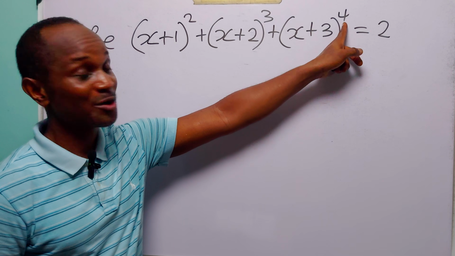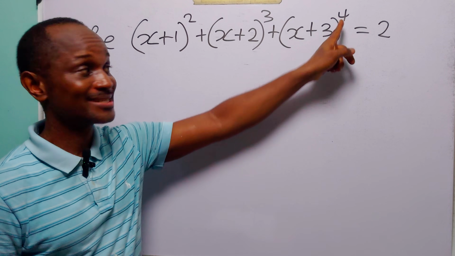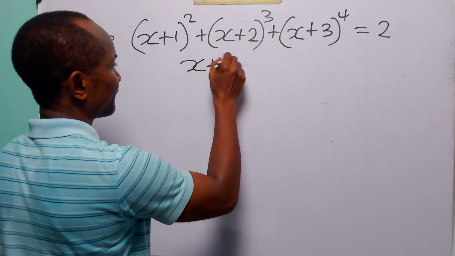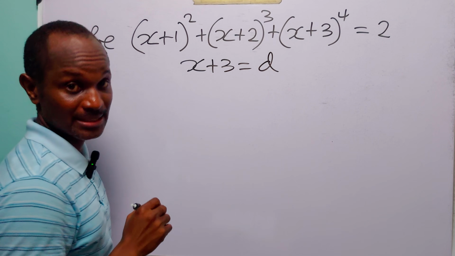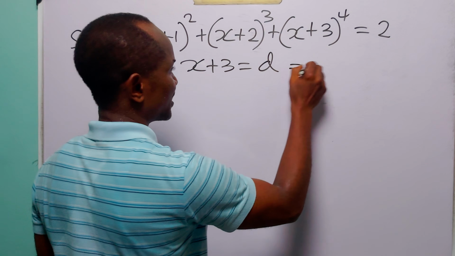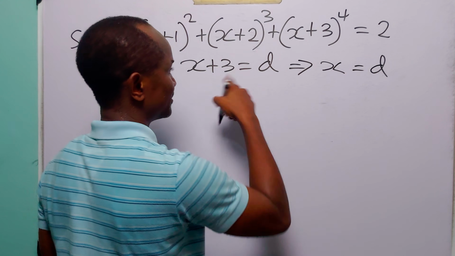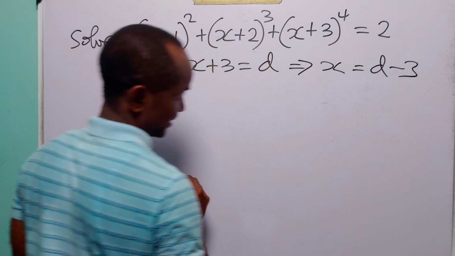To solve this equation, let us start with a substitution. Now, to run away from this expansion, it would be best for us to replace x plus 3 with the letter d. Now, from here, we have that x is equal to d minus 3.